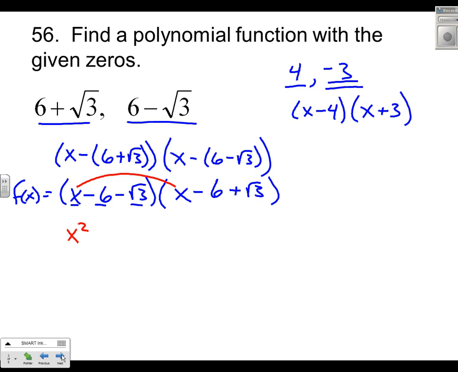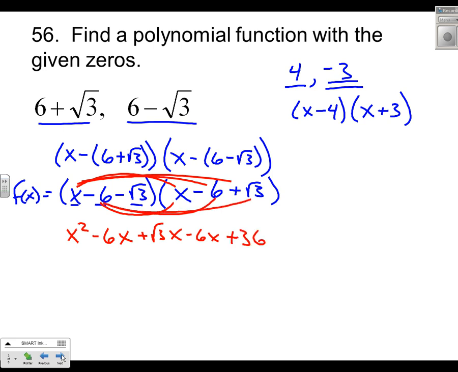I get an x squared minus a 6x plus a root 3x. So I'm going to take the negative 6 through. I get minus 6x. I get a plus 36. And I get a minus 6 root 3. And now I'm going to run the negative root 3 through. I get a minus root 3x, a plus 6 root 3, and ultimately a minus root 3 times root 3 is 3, a minus 3.